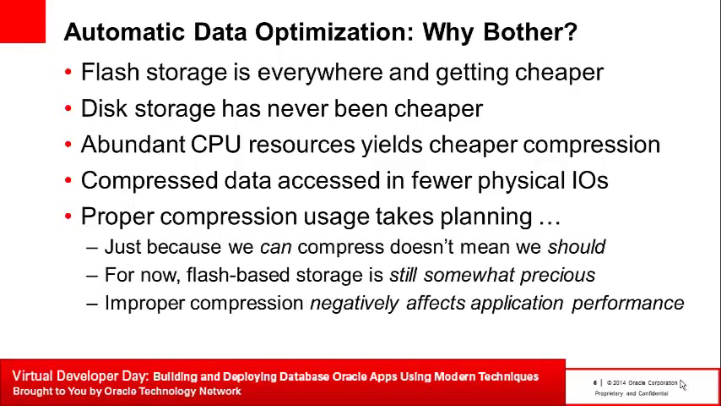For example, flash-based storage is a great target for random access, especially online transaction processing or OLTP, but it's still somewhat precious. It's cheaper, it's ubiquitous, but it's not free, and it's still much more expensive than hard disk drives. Also, just because we can do something doesn't mean we should. Just because we can compress data doesn't mean we're necessarily going to get any benefit from it. In fact, we could see negative performance of an application by using the improper level of compression.